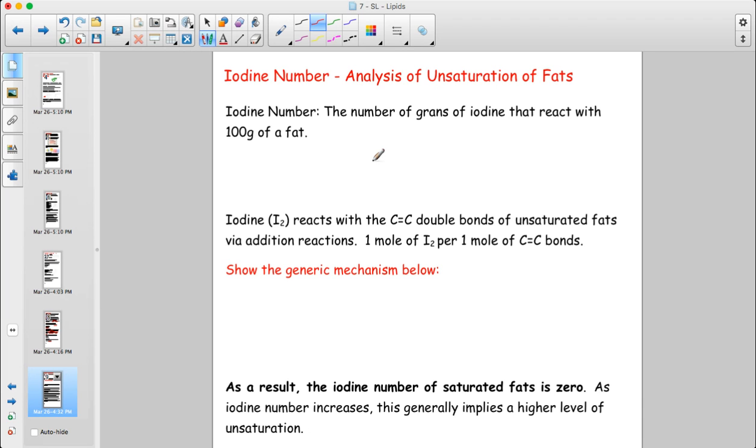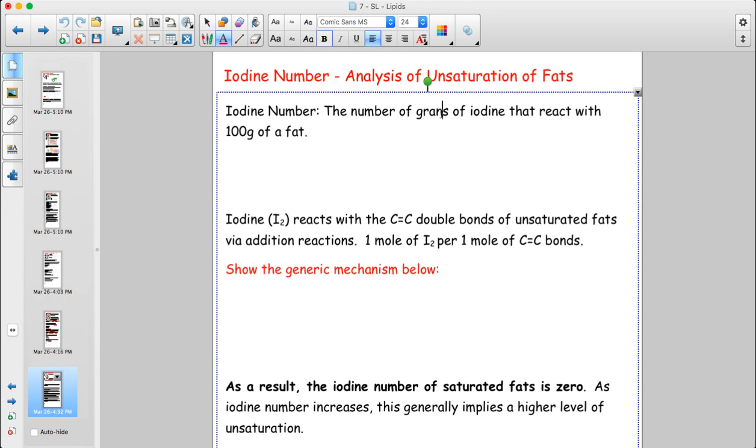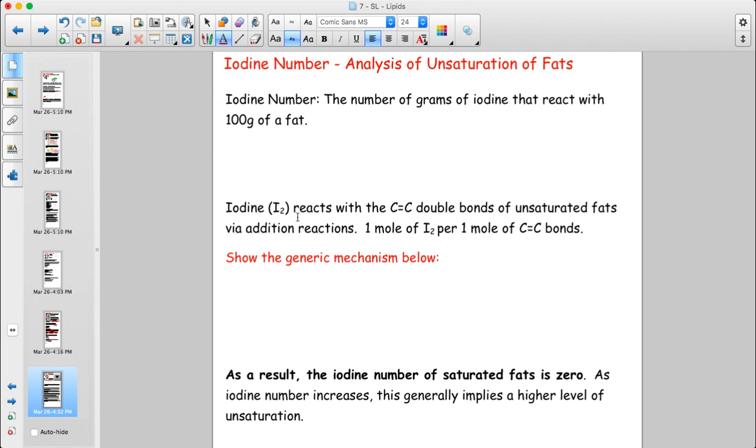The iodine number is the only calculation for the lipids topic. The iodine number can be defined as the number of grams of iodine that react with 100 grams of fat. Iodine, I2, reacts with C-to-C double bonds of unsaturated fats, just like addition reactions, just like the bromination reaction from organic chemistry. So you will always react 1 mole of iodine, I2, per every 1 mole of C-to-C bonds.